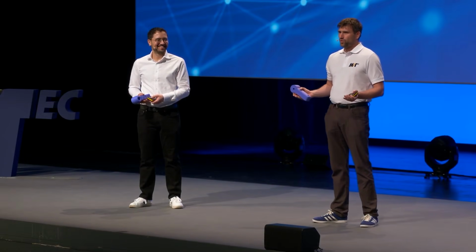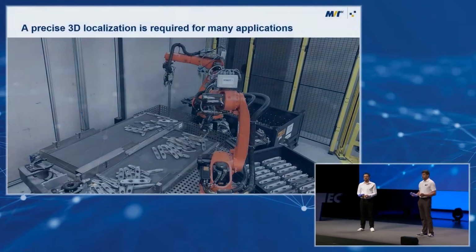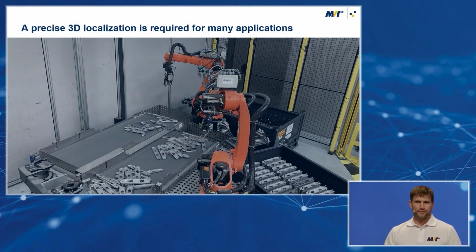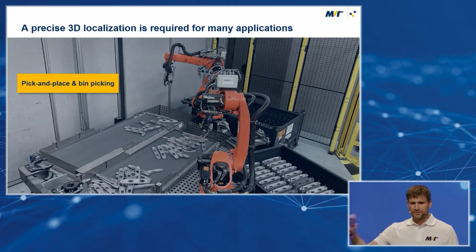So why do we need the position of an object in space? There are many applications. A big one we all know is the bin picking system. Bin picking means we have a bin, parts are sorted in, or also they are randomly inside. We want to pick them, and we do some further processing with them, like feeding another machine in a downstream task, or something else.